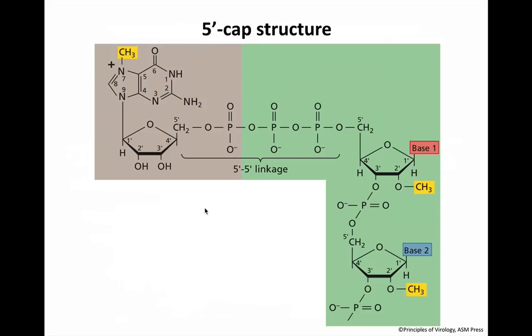This kind of structure protects mRNAs from 5' exonucleases degrading it, and it's also essential for efficient translation of most mRNAs because it's recognized by the translation initiation machinery. The cap also blocks recognition of viral RNAs by an antiviral defense mechanism that detects cytoplasmic RNA molecules carrying uncapped 5' triphosphate groups.